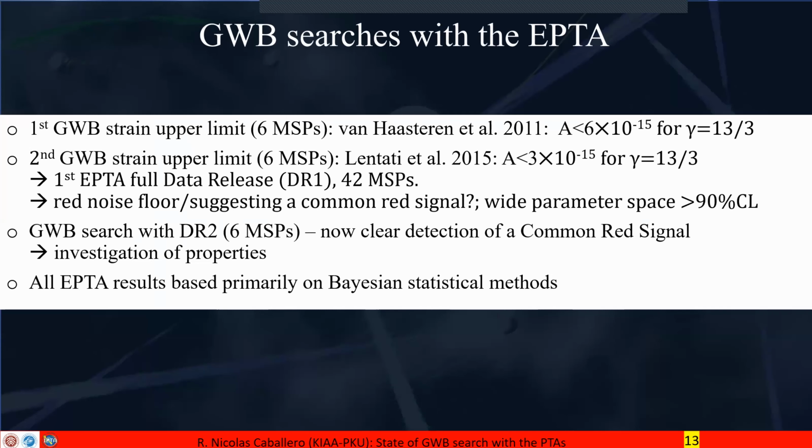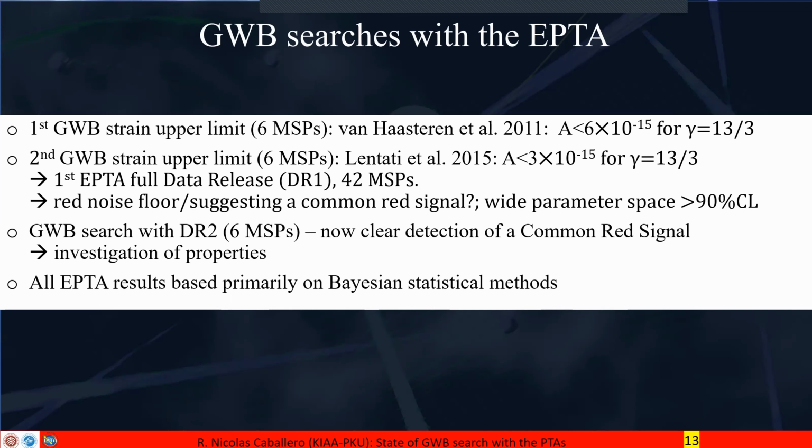So with the EPTA, we've been doing background searches for about a decade now, with the first limit in 2011. In 2015, we published the second background limit with an improvement of a factor of 2, and that came out with the first full data release, the DR1, of 42 millisecond pulsars. But for the background analysis, we only used the 6 best pulsars. Something that happened here is that we started seeing a red noise floor in the data that could suggest the possibility that we're seeing a common red signal.